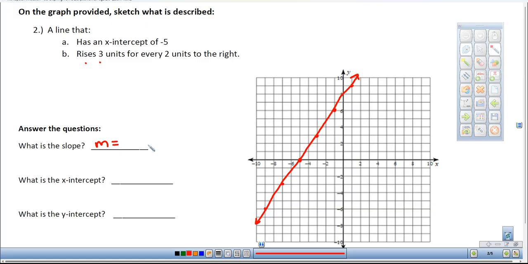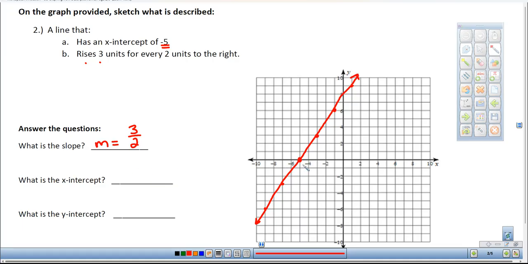M is the representation for slope. And again, that's the rate of change. How did it change? It went from this point to this point. So if you'll recall from our last lesson, it's growing 3 for every 2. So 3 halves. What's the x-intercept? The x-intercept they gave us as -5.